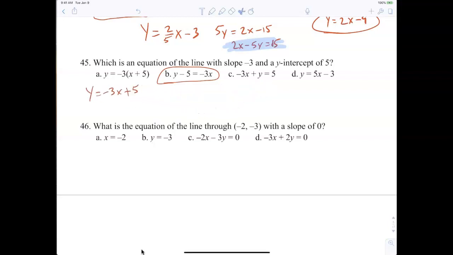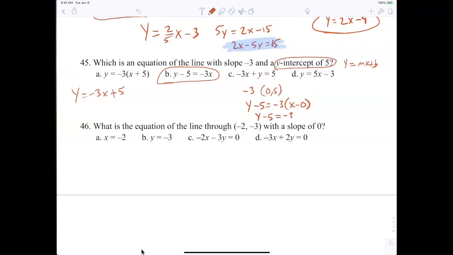They're sneaky on this one, so I want everybody to pay attention. Watch me. I knew the y-intercept was b, so I'm going to use y equals mx plus b. Look right here, negative 3, and if the y-intercept is 5, it would be 0, 5. Now they want you to put it in point slope form, which would be y minus 5 equals negative 3 times x minus 0, which is the same as y minus 5 equals negative 3x. So that's how we got b. That was a very tricky problem, so please look that over and make sure you understand that one.